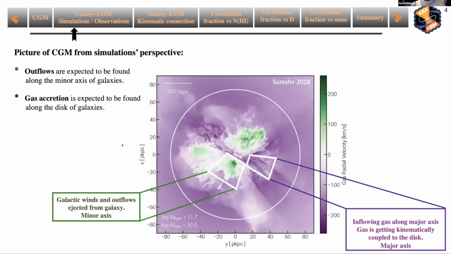From a simulations perspective, the flows of gas through the CGM can regulate the growth of the central galaxy. Simulations expect metal-enriched outflows with high radial outward velocities existing along the galaxy's minor axis, and in contrast, gas accretion with velocities toward the central galaxy along the galaxy's major axis, or along the disk.